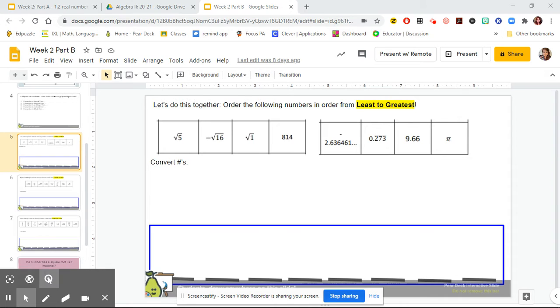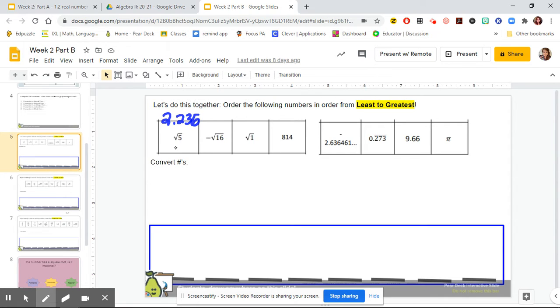All right, if we look at this, we are asked to order the following numbers from least to greatest. So if I look at this, we have the square root of 5 as our first number. If I plug the square root of 5 into my calculator, I get approximately 2.23, so it's going to be roughly 2.235.